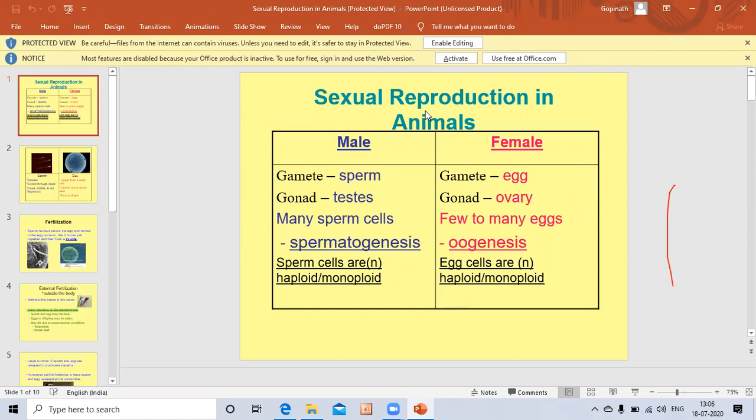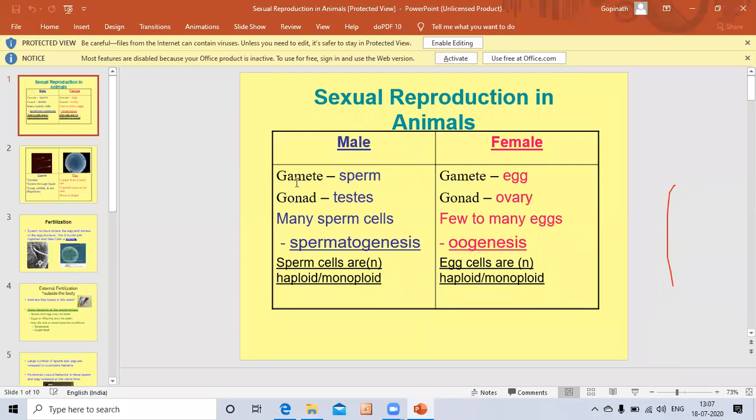Sexual reproduction in animals, particularly in human beings, involves both males and females. The male produces the male reproductive structure and the female produces the female reproductive structure. So what is the difference? Here, the gametes: the gametes produced by the male and the gametes produced by the female.